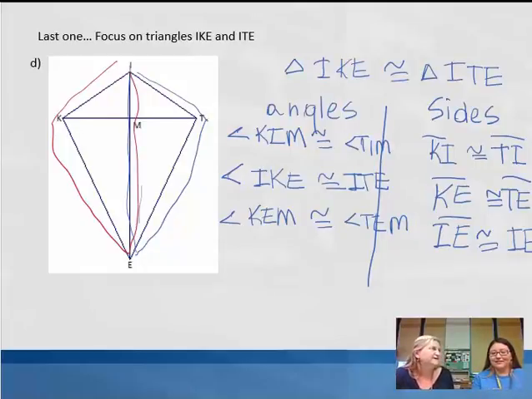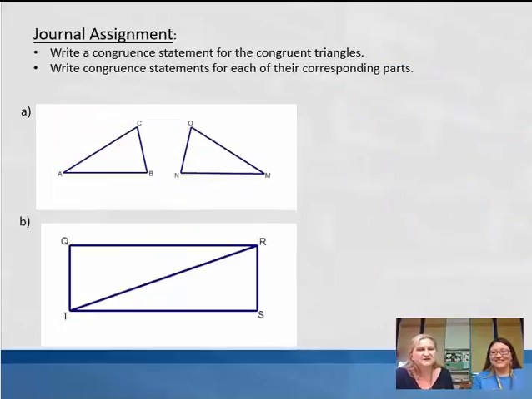The only thing left is the journal. Keep in mind to write a congruent statement for the congruent triangles and also write congruent statements for each of their corresponding parts. What helped me the most was writing the table so I can separate the angles and the sides. Organize it with a table for corresponding congruent angles and corresponding congruent sides, and for the statement of congruency, just name the triangles. Watch out for the order that you list them. Remember, the angles have to match. Good luck!